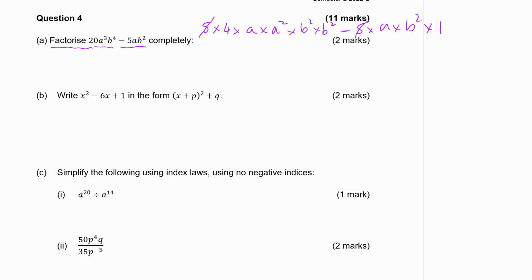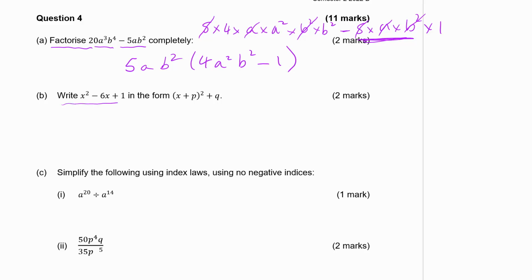So common, we've got a 5, we've got an a, we've got a b squared, and then you see that everything else other than the 1 is gone, but we need to make sure that this bracket is what we've got left, which is 4a squared b squared, take away 1, and it doesn't work without that take away 1.